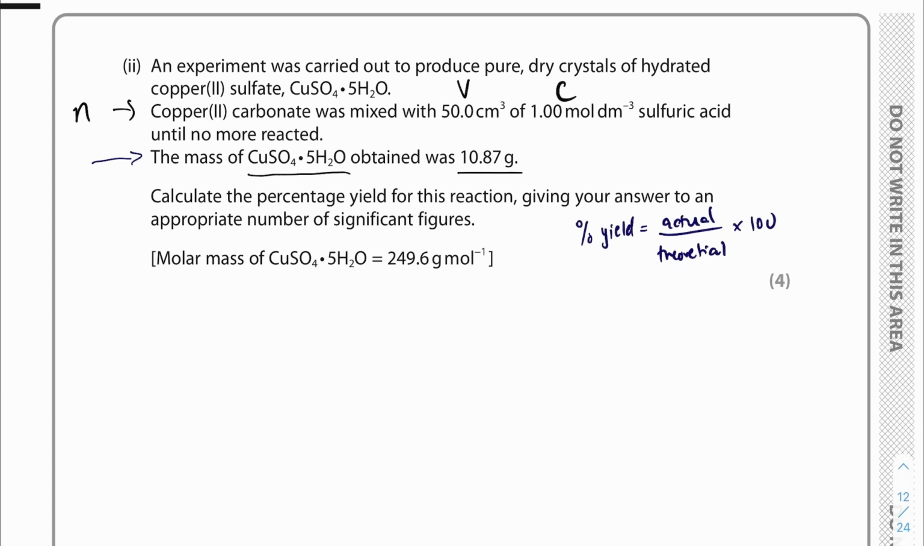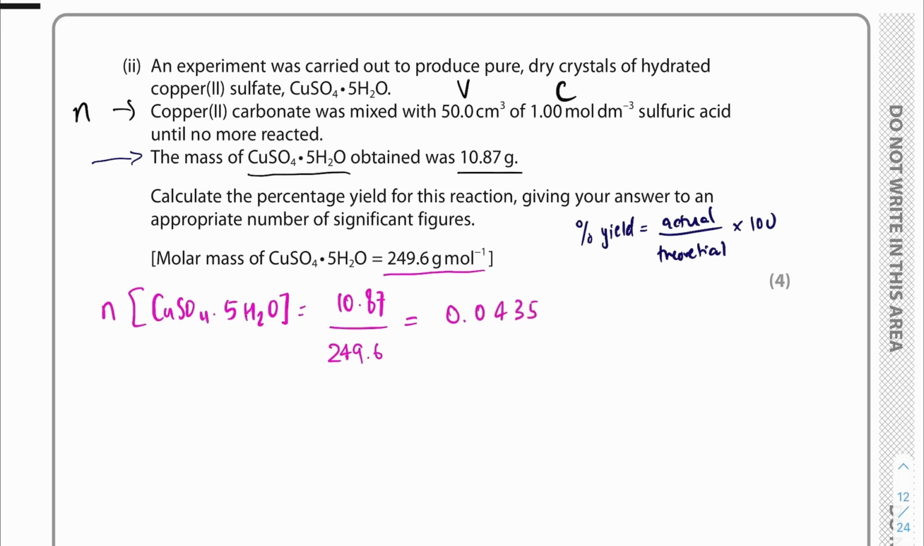So let's try to work out the moles of this. And then we'll compare. So n of CuSO4, not 5H2O, is 10.87. They've already given us the molar mass, thankfully. So that's 249.6. This gives us 0.04355 moles. Okay, so we've done that. Anything else that we need?